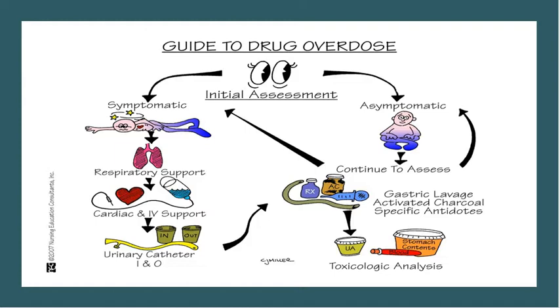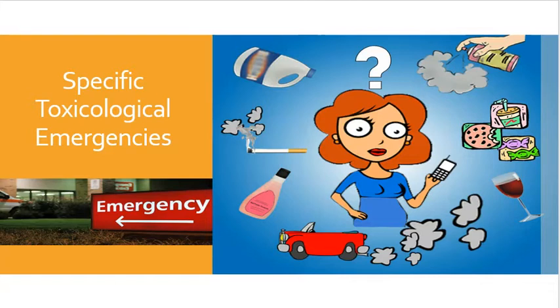So moving on to specific toxicological emergencies. A patient may present with toxicity from multiple agents or a single agent. We should never assume the patient with a toxicological emergency only ingested one thing or one type of pill. We should always assume more. So in this next section, we will talk about some of the most common emergencies you may come across as a nurse.